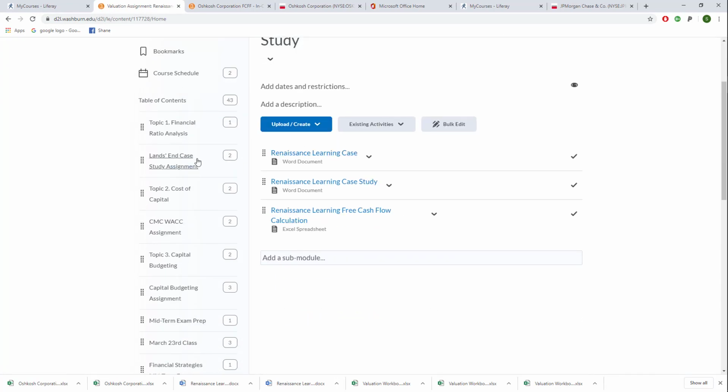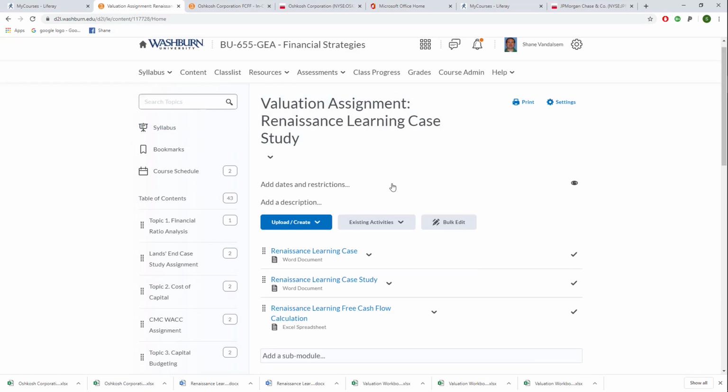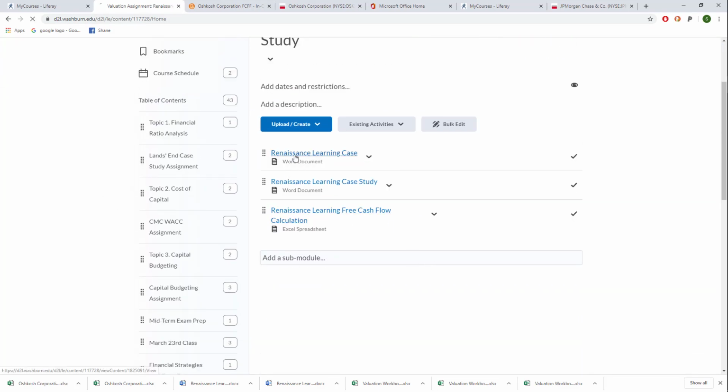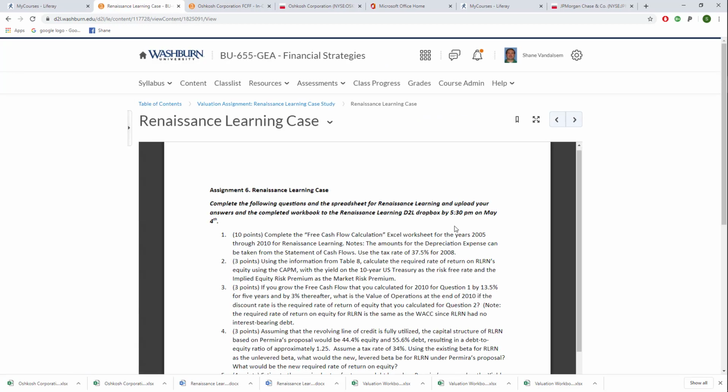All right, I'm out here on your assignment for next week. So we've got the assignment here, and it says complete the free cash flow calculation. The amounts for depreciation expense can be taken from the statement of cash flows. Use the tax rate of 37.5% for 2008 because one isn't given. Using the information from Table 8, calculate the required rate of return on RLRN, which is Renaissance Learning's ticker symbol, using the capital asset pricing model with the yield on the 10-year U.S. Treasury as the risk-free rate and the implied equity risk premium as the market risk premium.